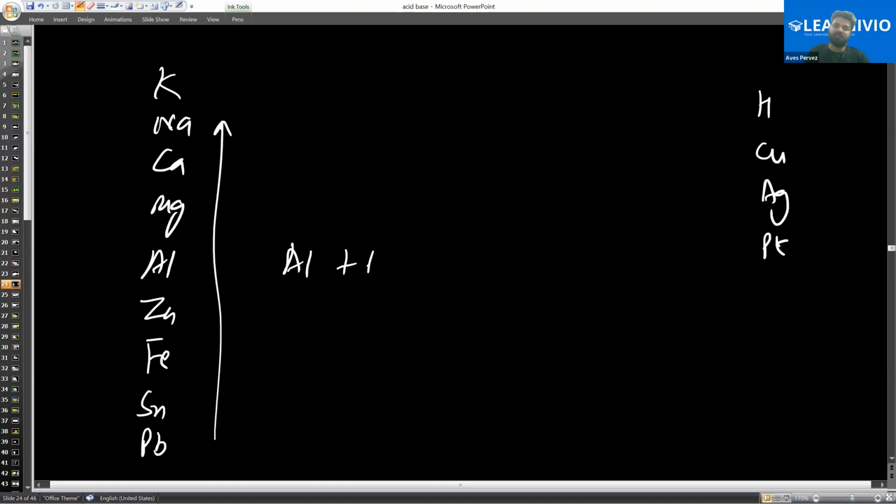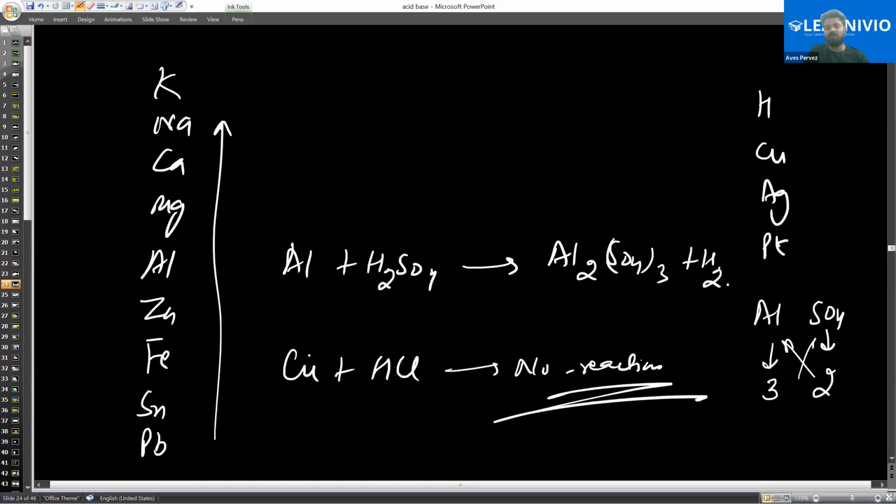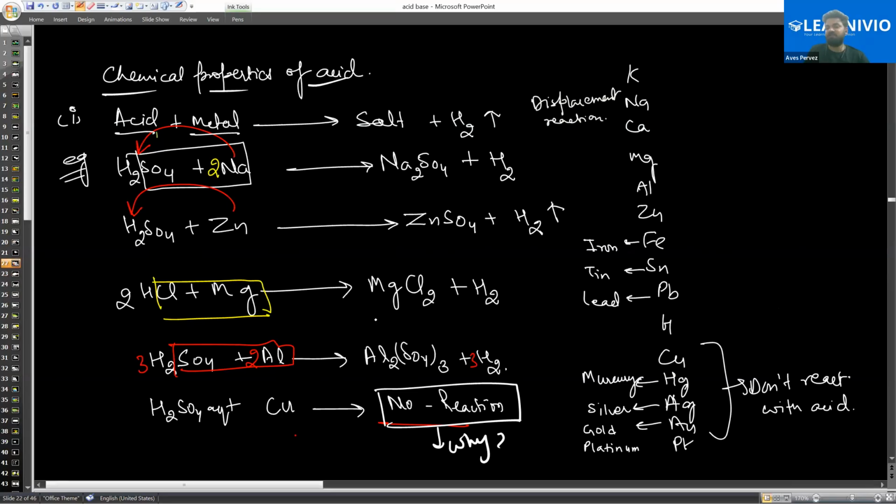Like aluminium, when reacted with H2SO4, it will give you Al2(SO4)3. The formula should be written according to the valency chart. Aluminium has valency 3, sulfate ion has valency 2. You cross multiply, and you will write Al2(SO4)3 plus hydrogen gas. But if you take copper and react it with HCl, no reaction will take place. Why? Because copper is less reactive than hydrogen. समझ आया? Got it? Yes, sir. So those metals that are above hydrogen will produce hydrogen gas on reaction with acids. So please note it down fast.